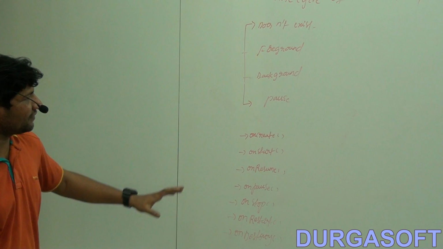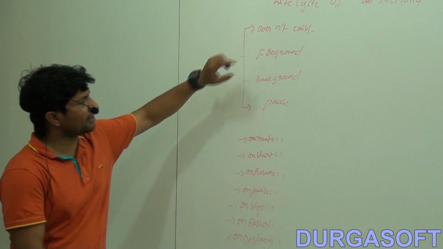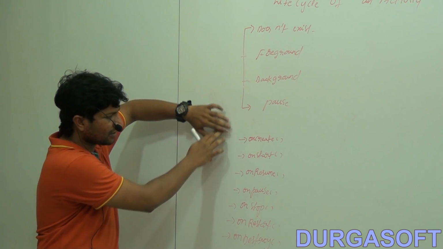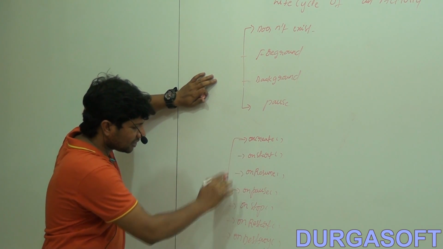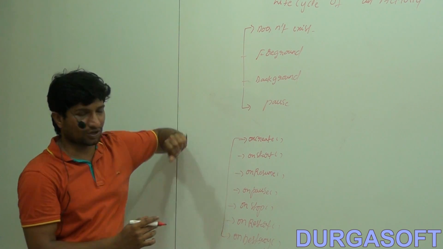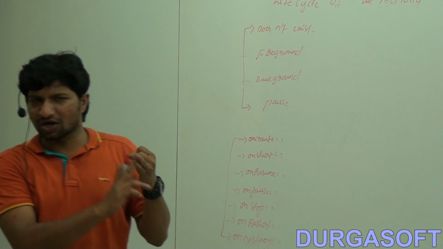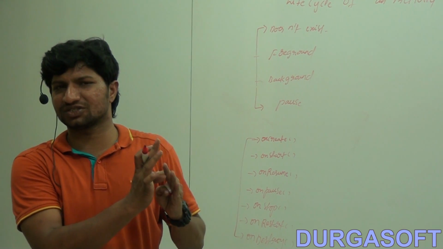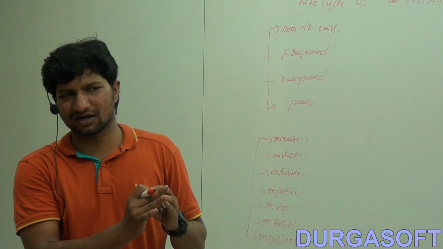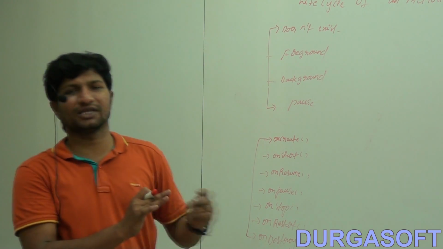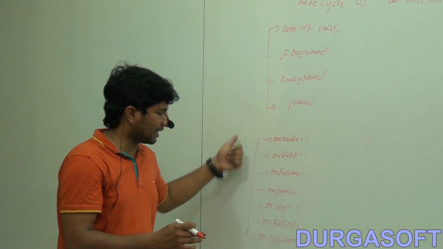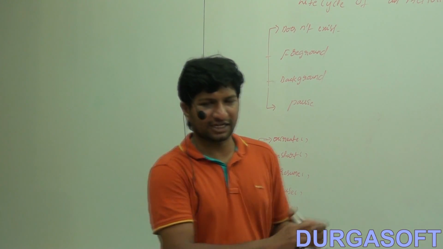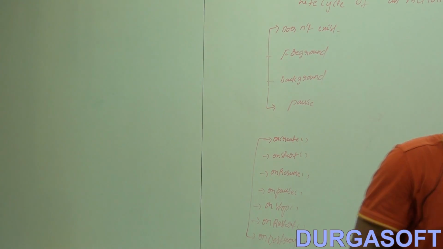The four states of an activity are does not exist, foreground, background, and pause state. And these are the seven major methods in the Activity class: onCreate, onStart, onResume, onPause, onStop, onRestart, and onDestroy, which participate in the activity lifecycle. I'll explain this activity lifecycle with the help of one example.